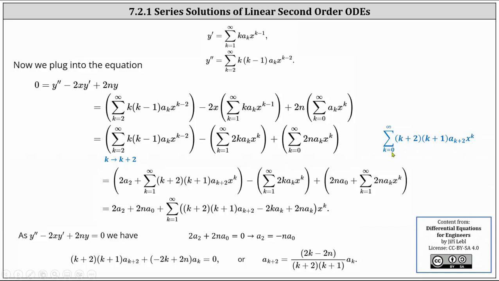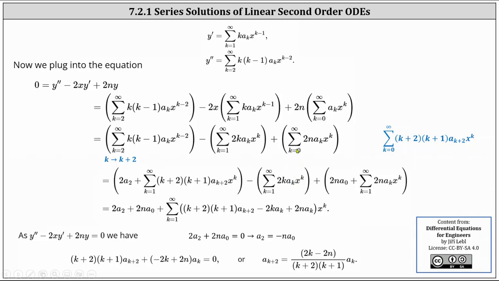However, when k is equal to 0, we have 2 times 1 times a sub 2 times x to the 0, which gives us the constant 2 a sub 2. And therefore, we can write this power series as the constant 2 a sub 2 plus the sum from k equals 1 to infinity of k plus 2 times k plus 1 times a sub k plus 2 times x to the power of k. We'll leave the power series for 2xy prime the same. Notice the lower limit is k equals 1, and the formula also contains x to the power of k.